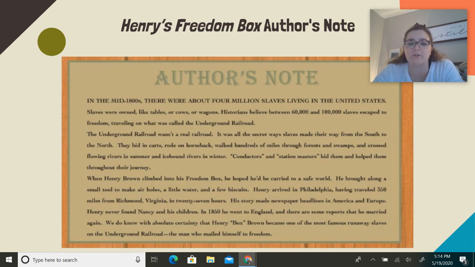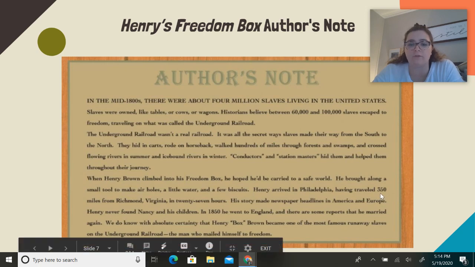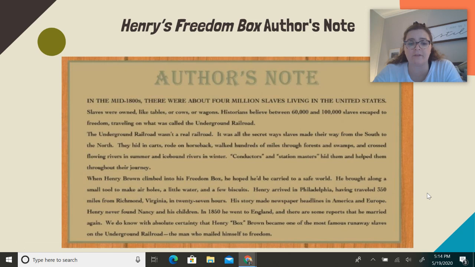Conductors and station masters hid them and helped them throughout their journey. When Henry Brown climbed into his freedom box, he hoped he'd be carried to a safe world. He brought along a small tool to make air holes, a little water, and a few biscuits. He arrived in Philadelphia, having traveled 350 miles from Richmond, Virginia, in 27 hours.